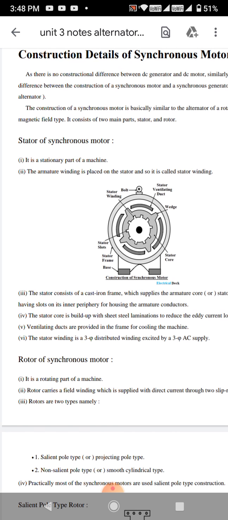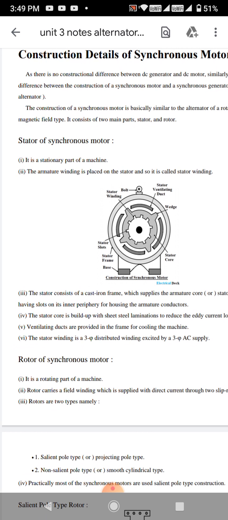consists of two main parts, stator and rotor. Our synchronous motor will have two main parts. The first one is the stator and the second one is the rotor. So let's start with our stator. What is its importance and how will it be?